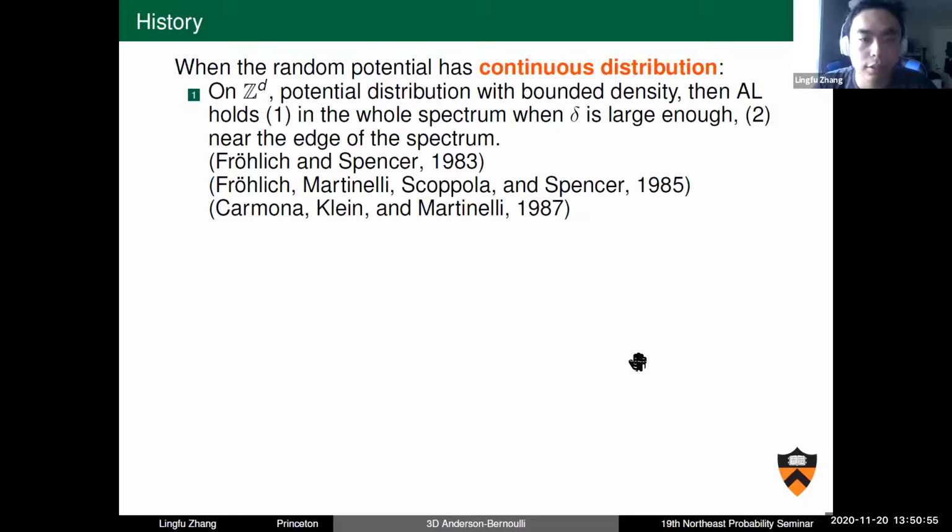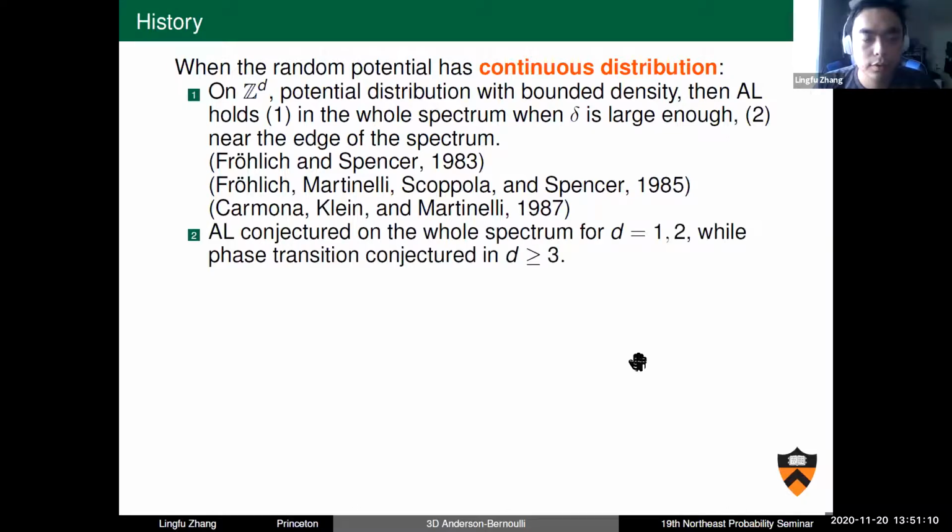What they could do is prove that, first, when your disorder strength theta is large enough, Anderson localization holds in the whole spectrum. And second, given any disorder strength and any potential with bounded density, near the edge of the spectrum, Anderson localization holds.